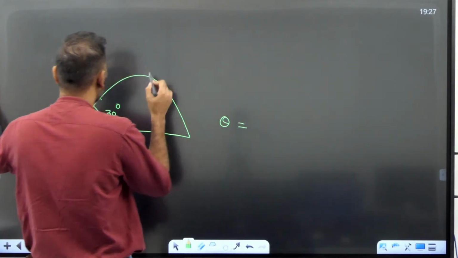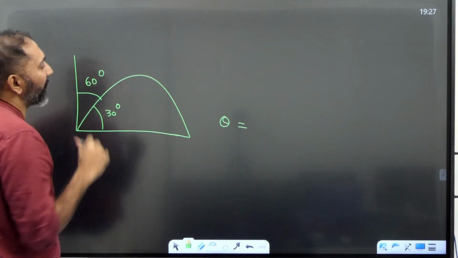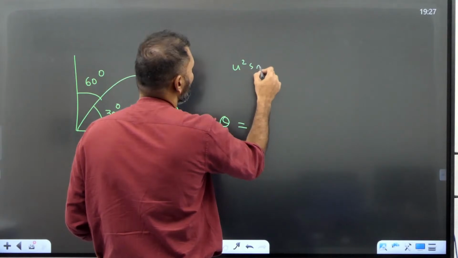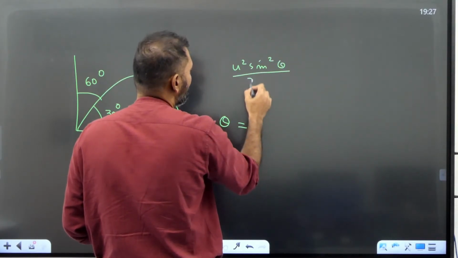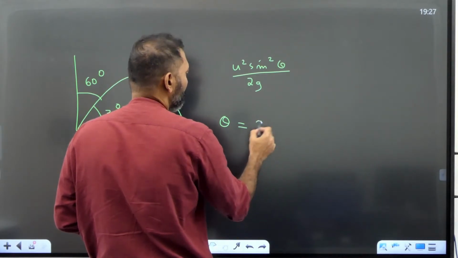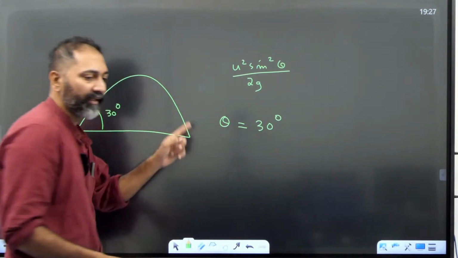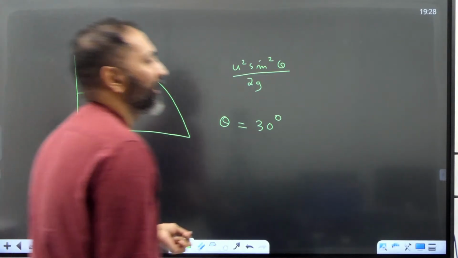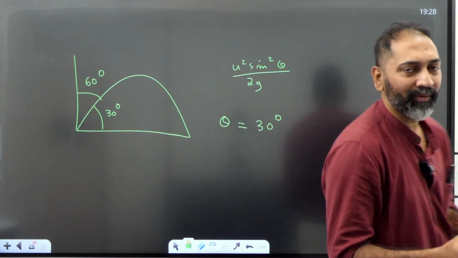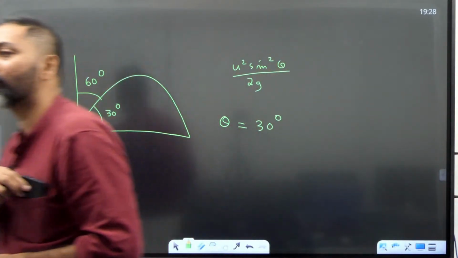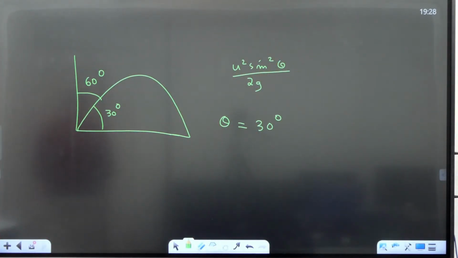What is the equation for maximum height? U square sin square theta by 2g. Here theta should be what? Not 60, theta should be 30 degree, because in derivation we have taken angle with the horizontal. So in order to fool you, they will simply say angle with the vertical, but we have to take angle with the horizontal and not with the vertical.